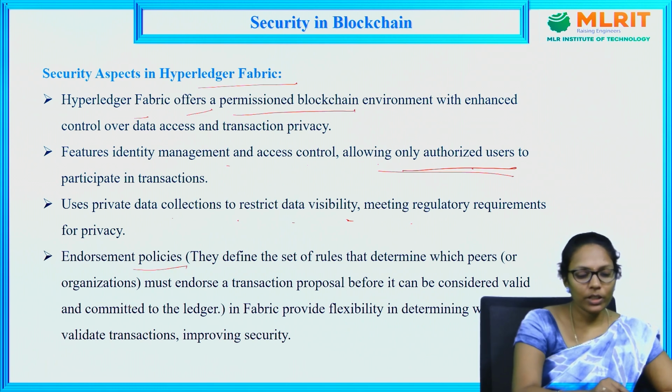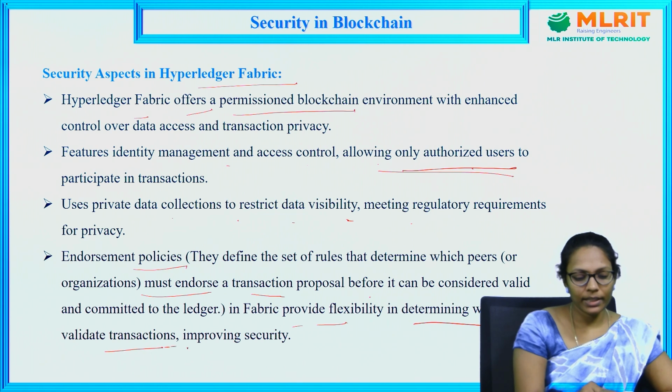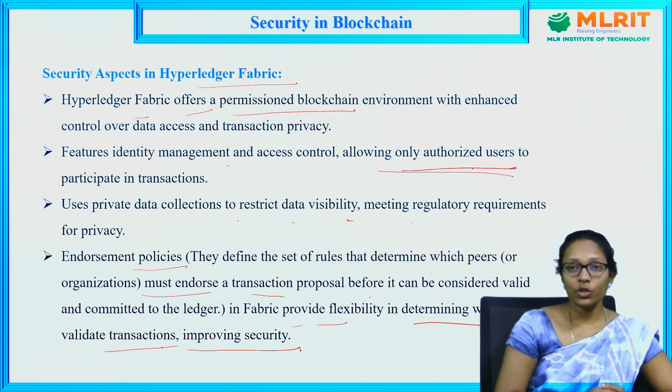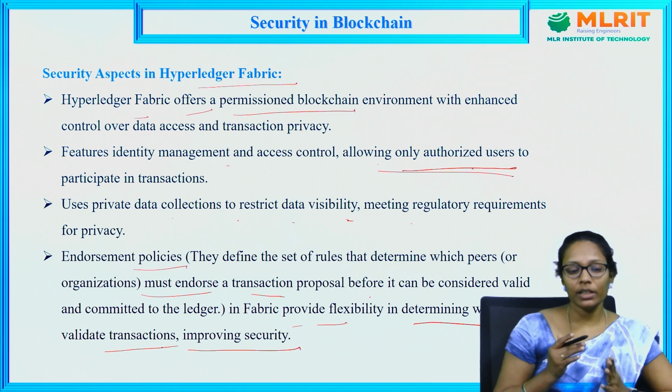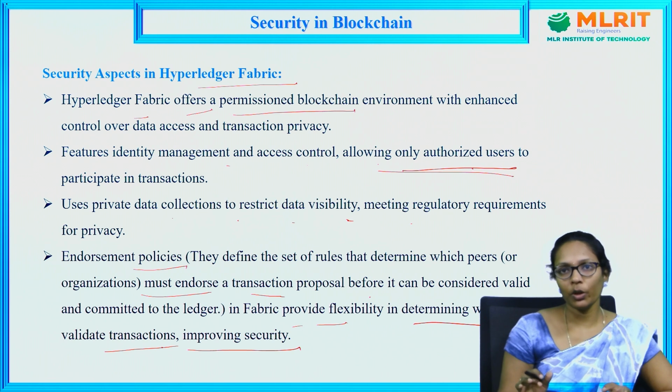Endorsement policies specify that a transaction proposal must be endorsed before it can be considered valid. In Fabric, this provides flexibility in determining who can validate the transaction, improving the security. If it is a public blockchain, anyone can validate and anyone can initiate a transaction, but Hyperledger Fabric is a permissioned blockchain. We have a set of people here who can initiate the transaction and who can validate the transaction. The other users can only see the transaction, but they don't have any right to modify it or any right to propose a transaction.